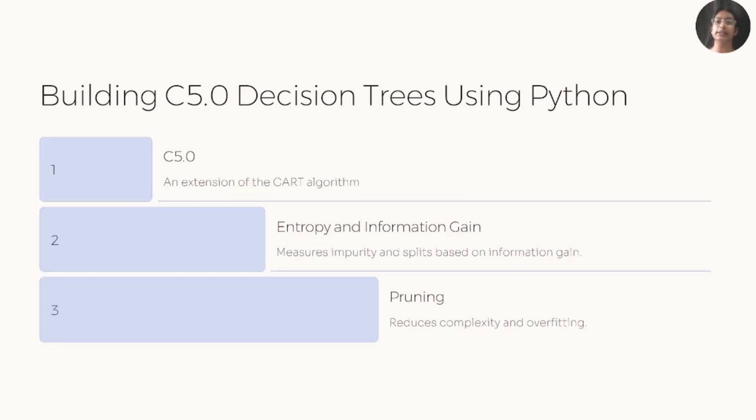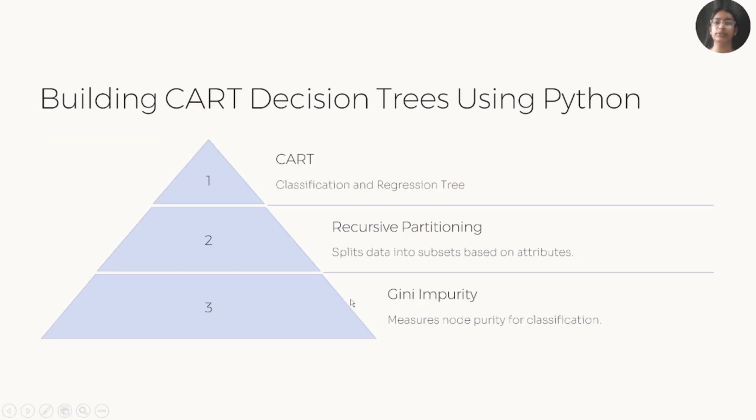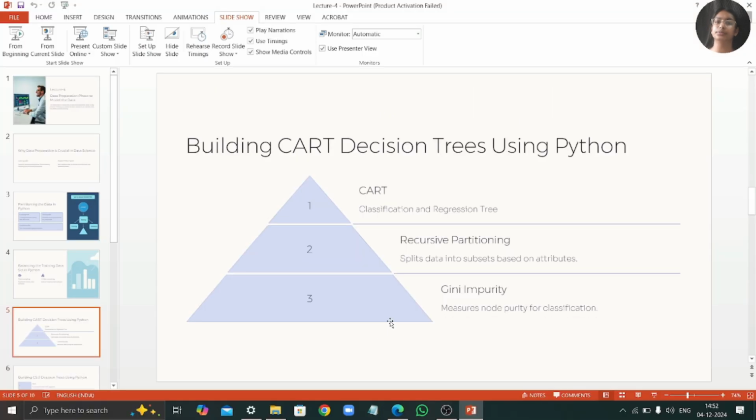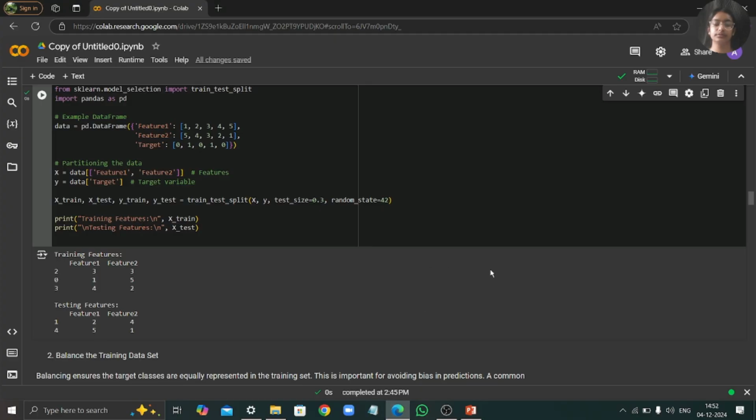How to build C5.0 decision trees using Python? Let's have a look at that. First we can look at CART decision trees.